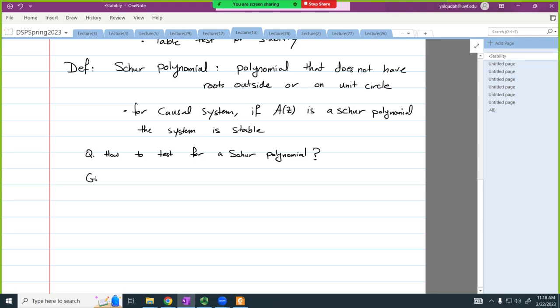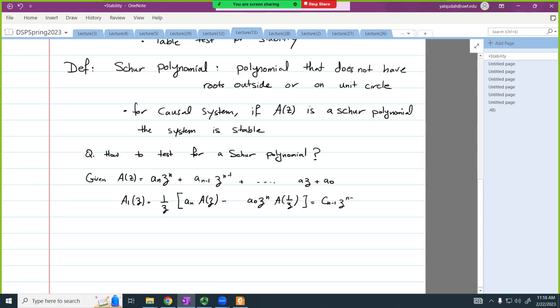So if we are given a polynomial A(z) equal to a_n z^n plus a_{n-1} z^{n-1} all the way to a_1 z plus a_0, we can create another polynomial that we're going to call A1(z) that is going to equal (1/z)[a_n A(z) minus a_0 z^n A(1/z)], which is going to equal c_{n-1} z^{n-1} up to c_1 z plus c_0.